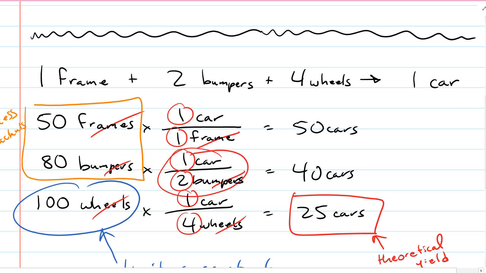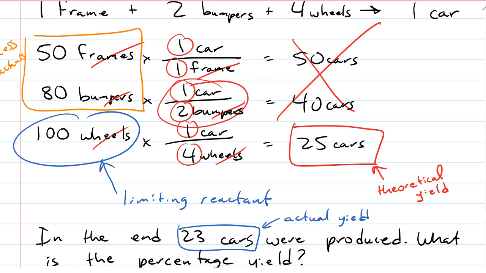So what we basically do is that even though we calculate these numbers out here, these here aren't the answer. We basically wind up selecting the smallest value, and we call that the theoretical yield. And then we said that the 100 wheels was the limiting reactant because the limiting reactant limits the amount of product that could be produced. So what I'm going to do here next is I have another handout, and this one now we're going to do as groups.